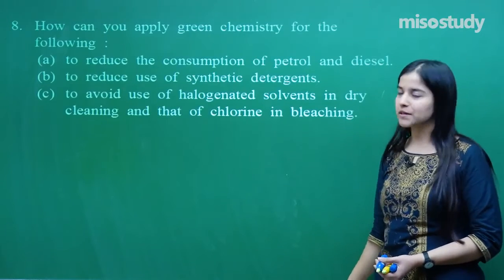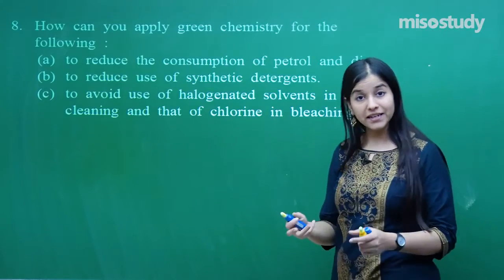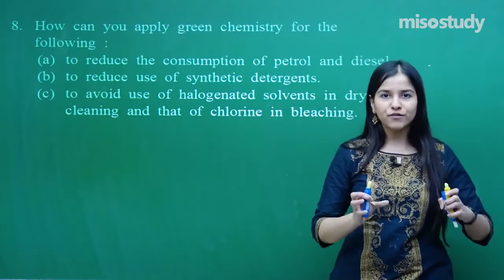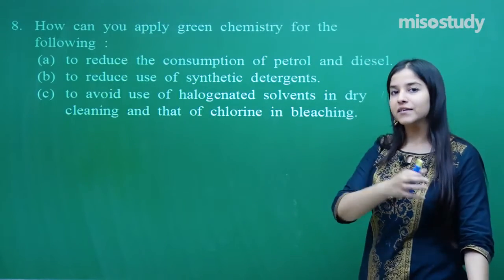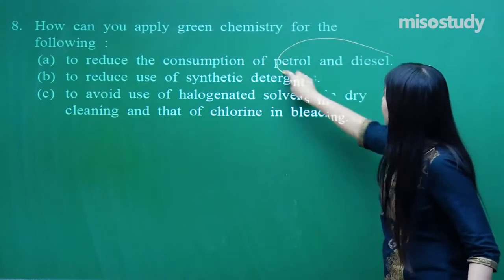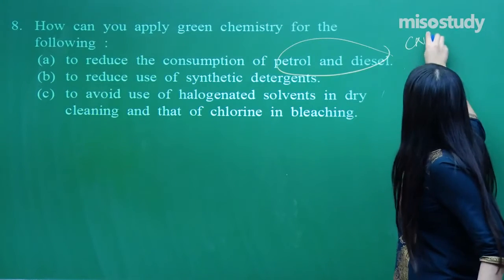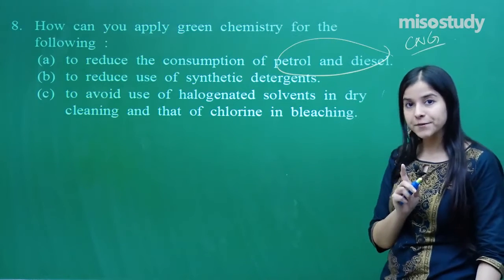Let's move on to question number 8. How can you apply green chemistry for the following? Green chemistry means you need to employ some method which is eco-friendly, which can improve our environment and our surroundings. To reduce the consumption of petrol and diesel, how can you do it? Switching to an alternative fuel, CNG, right? You need to describe it properly, fine.